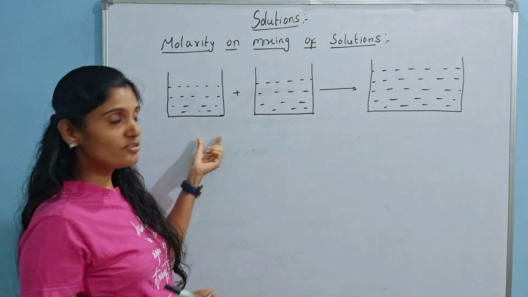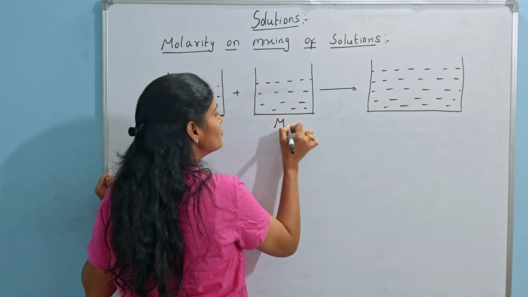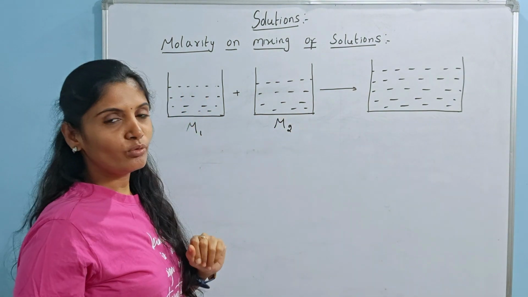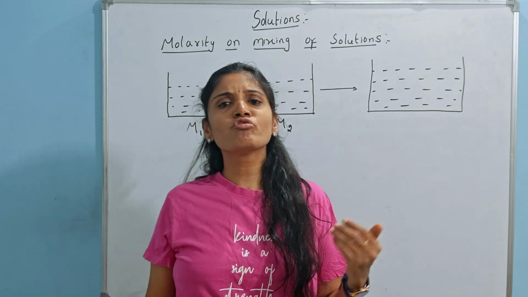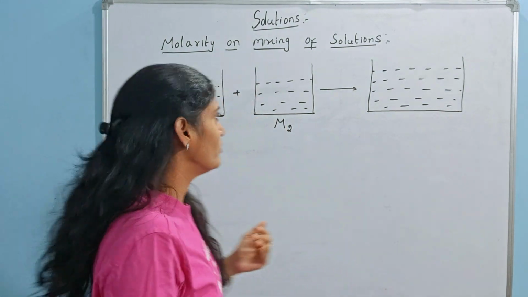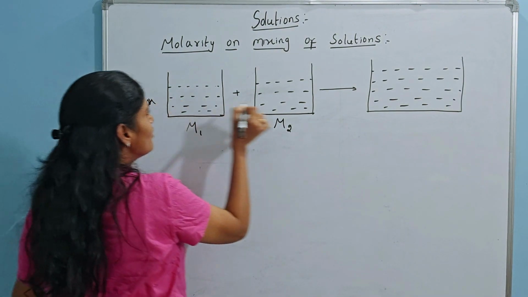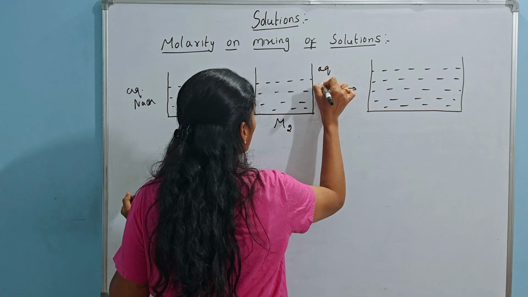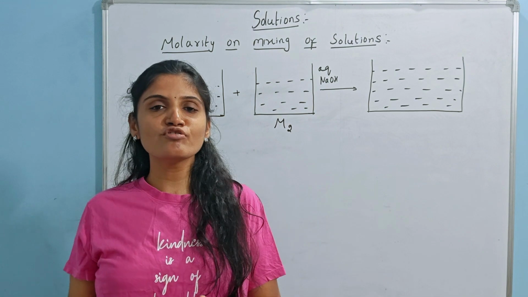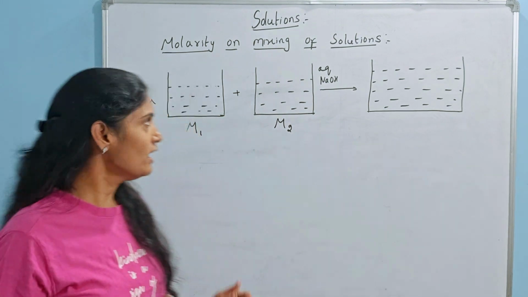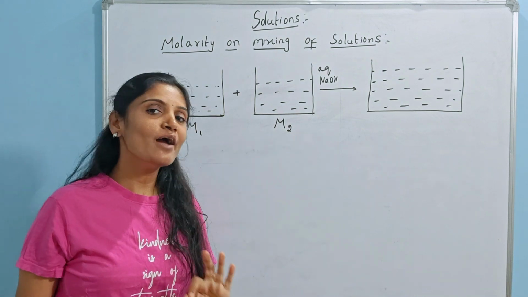I have taken a solution of molarity M1. I have taken another solution of molarity M2. But please remember that both of them should be solutions of the same compound. For example, if I am taking aqueous NaOH here, I will be taking aqueous NaOH even here. We should be mixing the same type of solution but having different molarities. Here the molarity of this solution is M1, the molarity of this solution is M2.